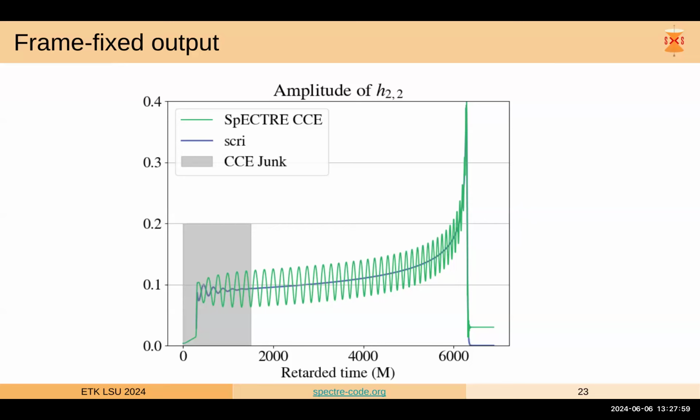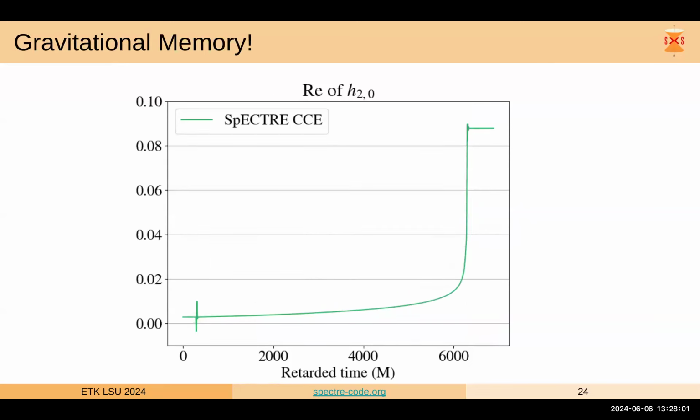And then I also mentioned memory before, so I can't not show a talk about gravitational wave memory. This is the memory stored in the 2-0 component, the real part of the 2-0 component of the strain. This is the raw CCE output, and you can see that it goes up and then goes back down to 0. But remember, you cannot really trust these results. You have to frame fix before you actually interpret any of your results.